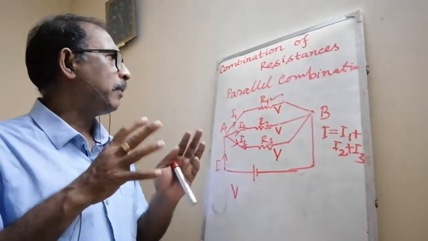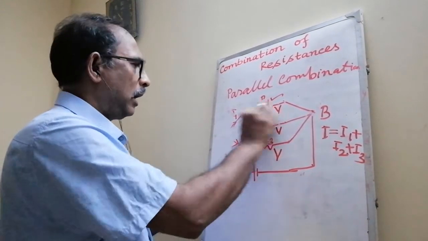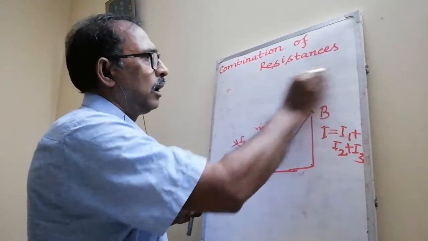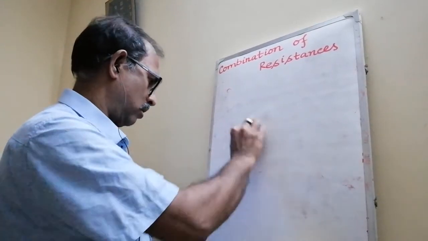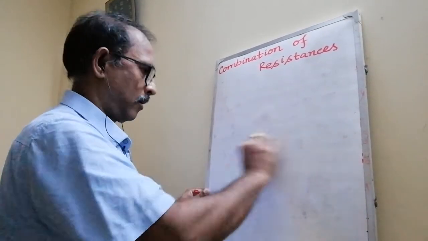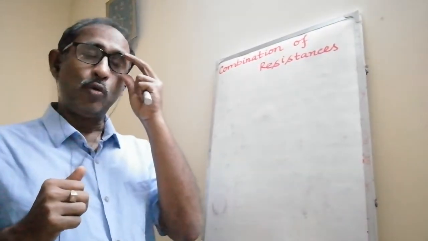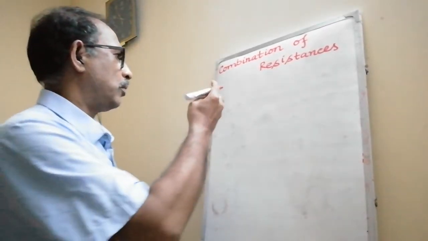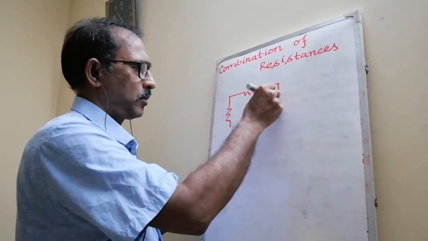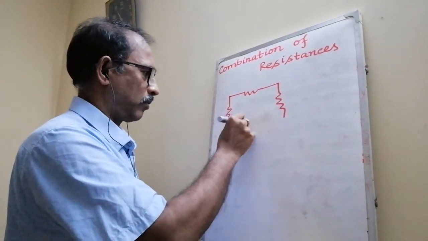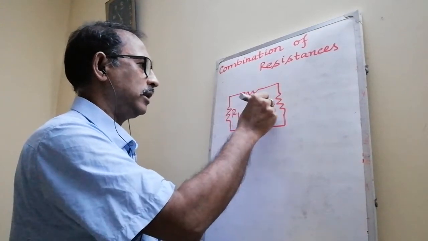This is the parallel and the series combination. Now here we discuss the equivalent resistance. What do you mean by the equivalent resistance? First of all, you take a circuit. This is a series circuit. This is R1, this is R2, and this is R3.